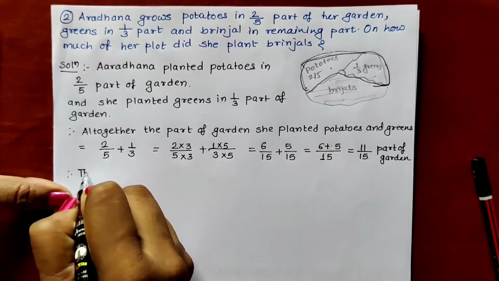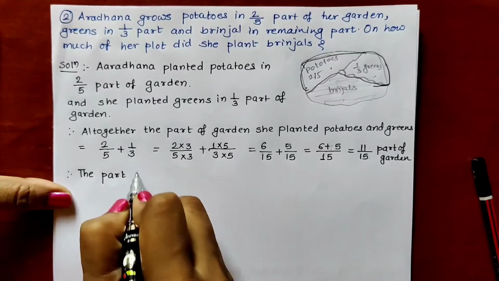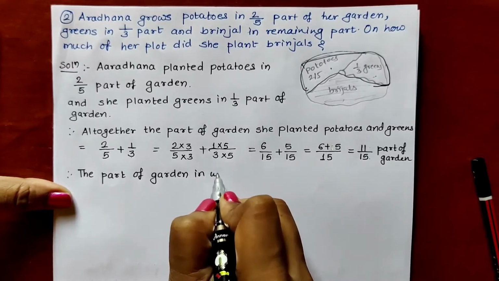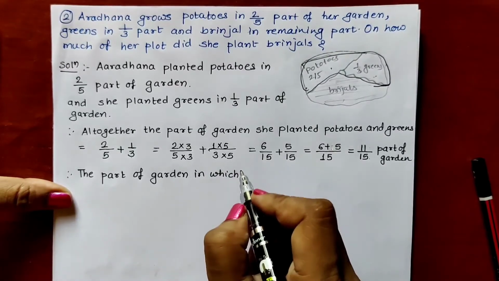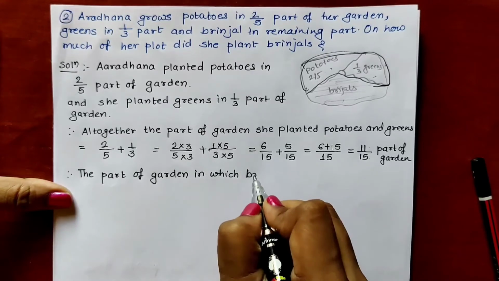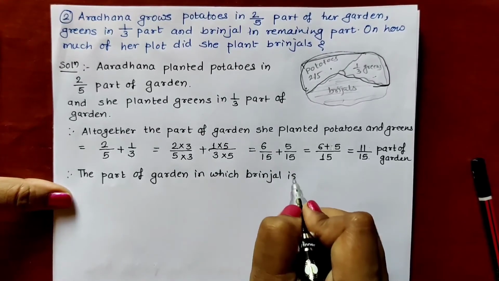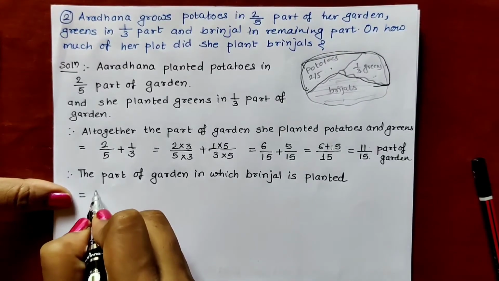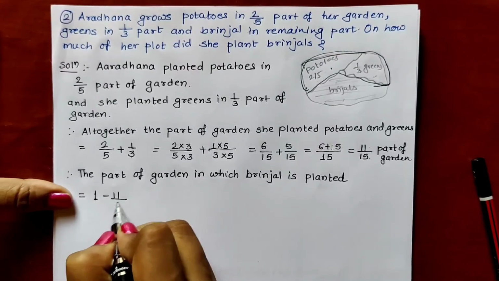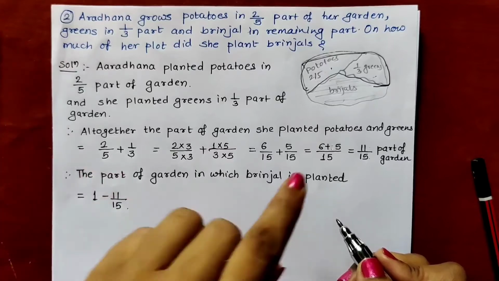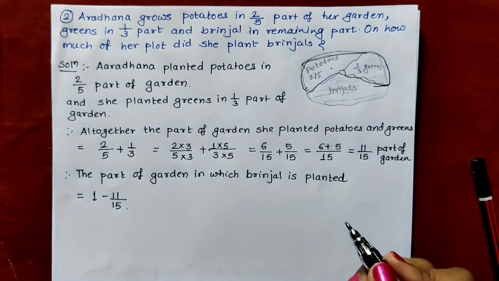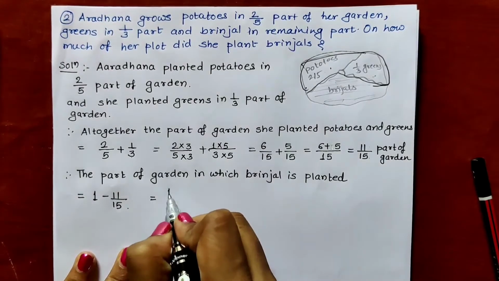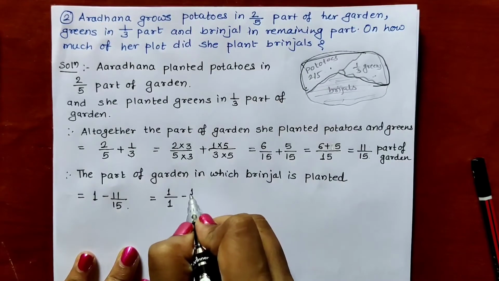Therefore, the part of the garden in which brinjal is planted will be equal to 1 minus 11 upon 15. Full one part minus 11 upon 15. Now let us see how to solve this 1 minus 11 upon 15. 1 means always 1 upon 1, minus 11 upon 15.